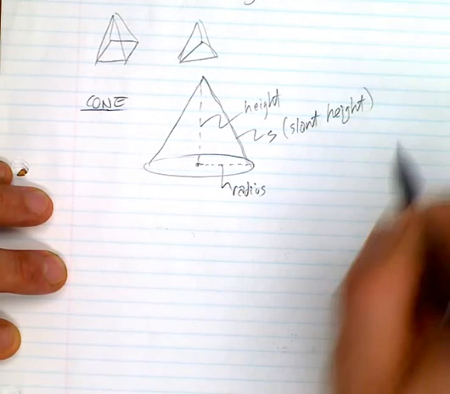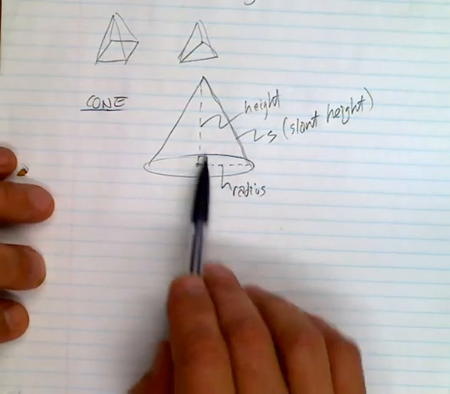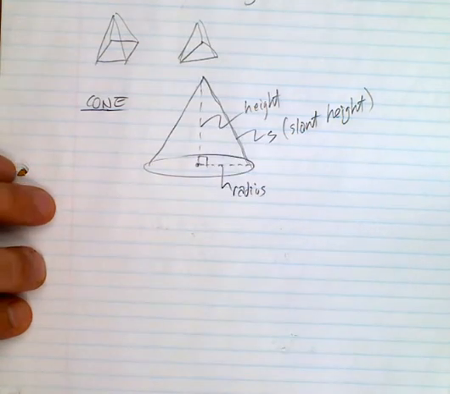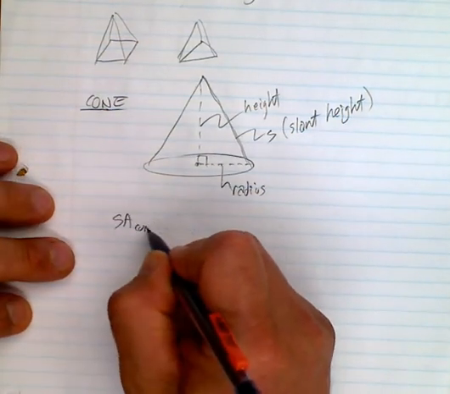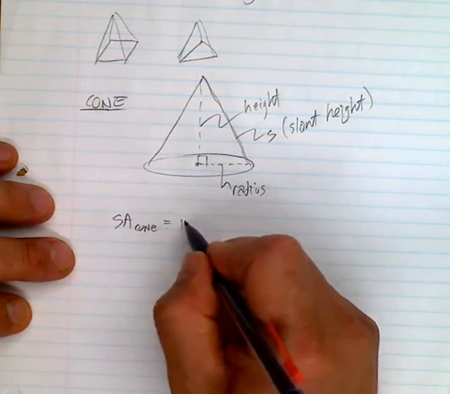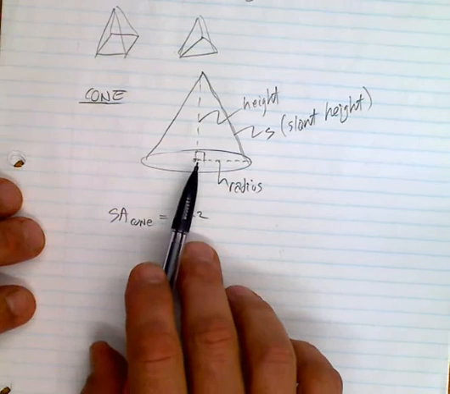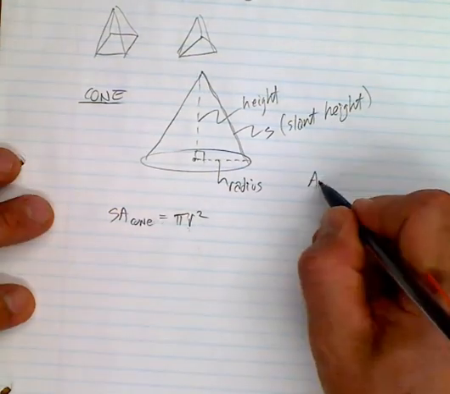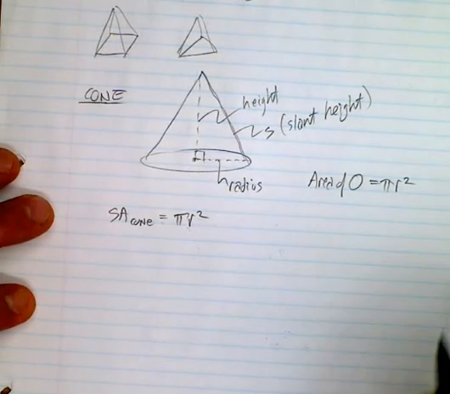You'll probably have to do some Pythagoras again. If you're given, say, the radius and the height, you'll be able to find the slant height. And the formula here for the surface area of a cone is equal to pi r squared, because that's the area of the bottom, right? That's the area of a circle. So remember, area of a circle is equal to pi r squared. That's what we have here.